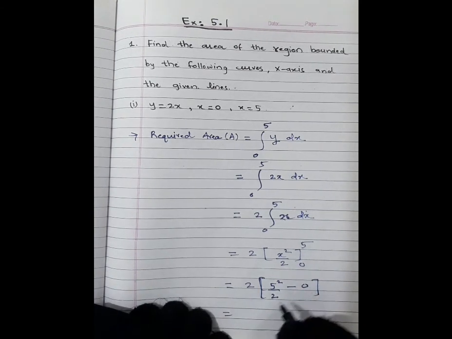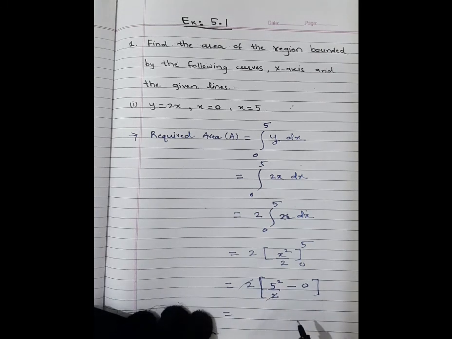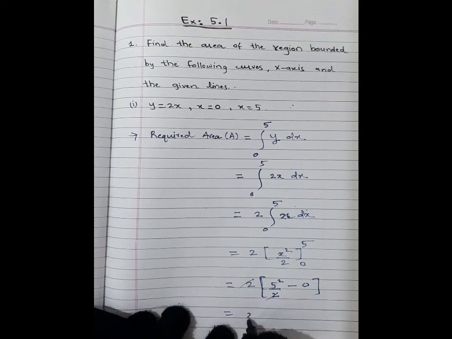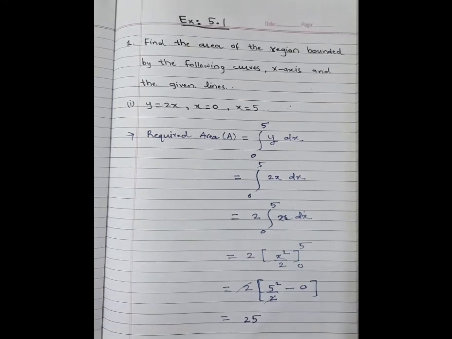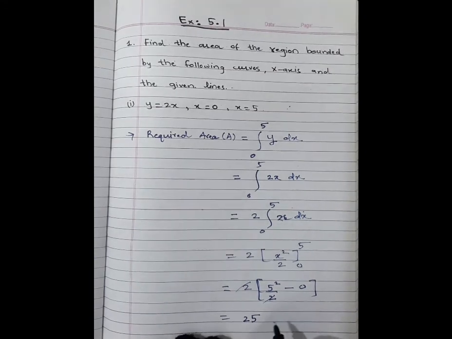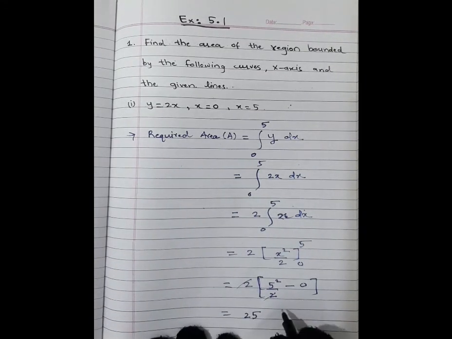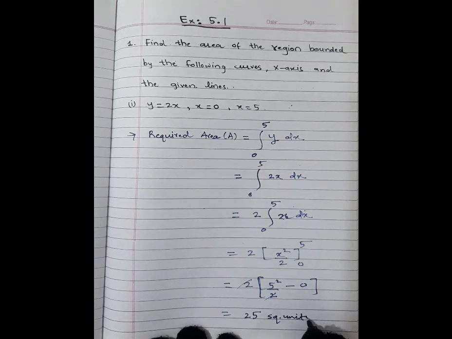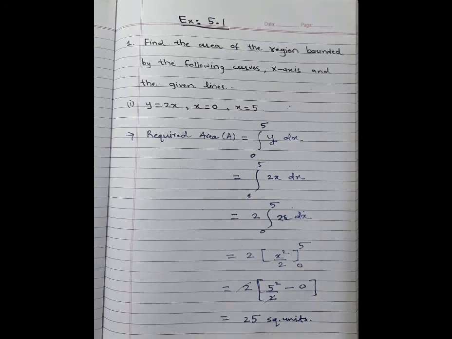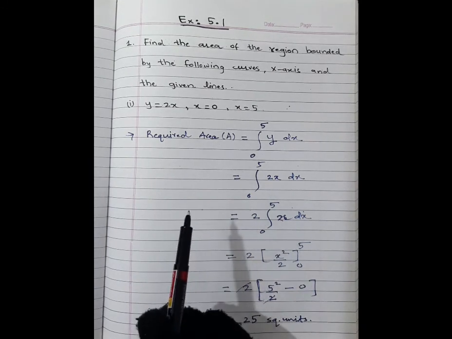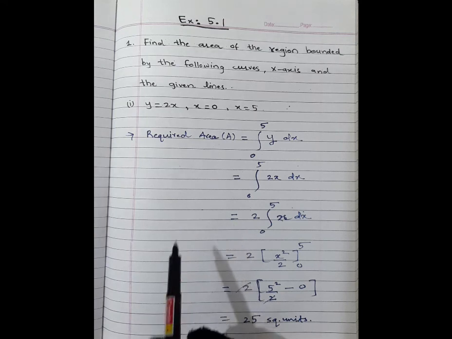Then what is 5 square? 25. So here, students, this 2 gets cancelled. What is the answer? 5 square is 25, 25 minus 0 is 25. Here, students, we have found the area, so we'll write unit square units. The required area is 25 square units. Getting, students, how to find the area of the bounded region.